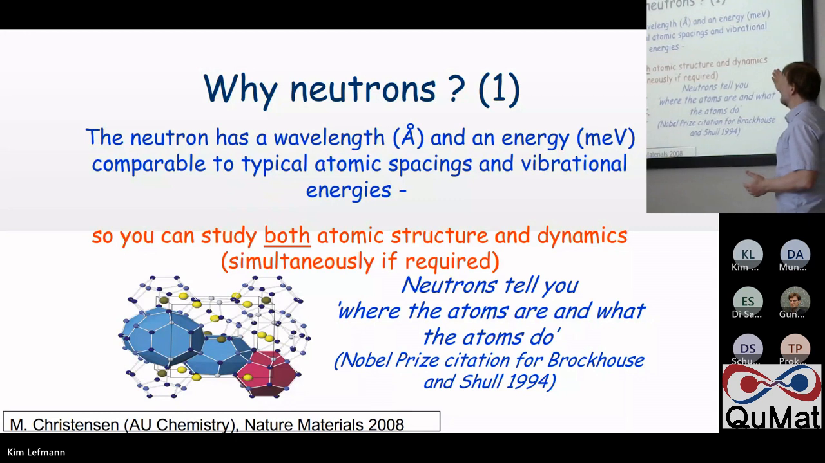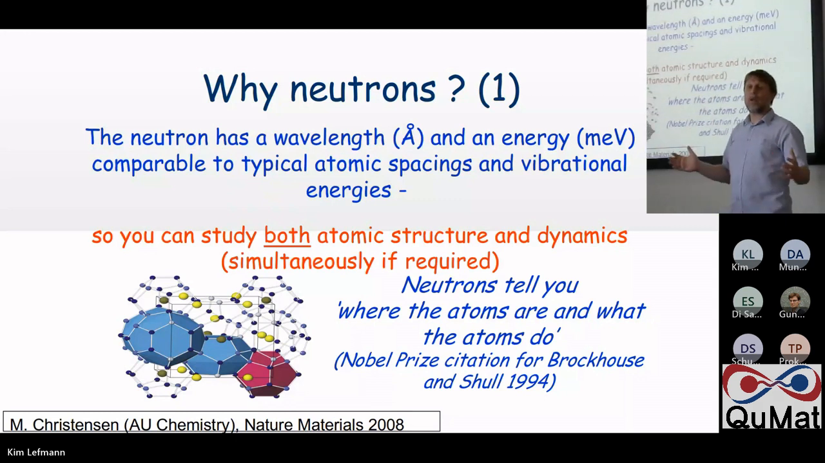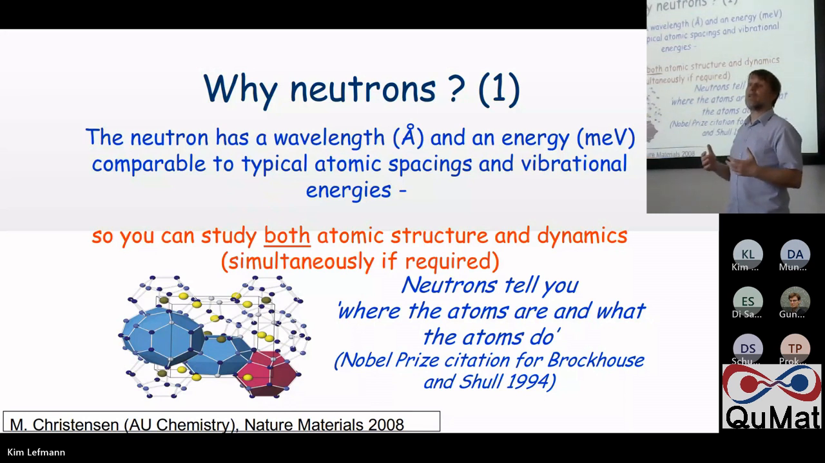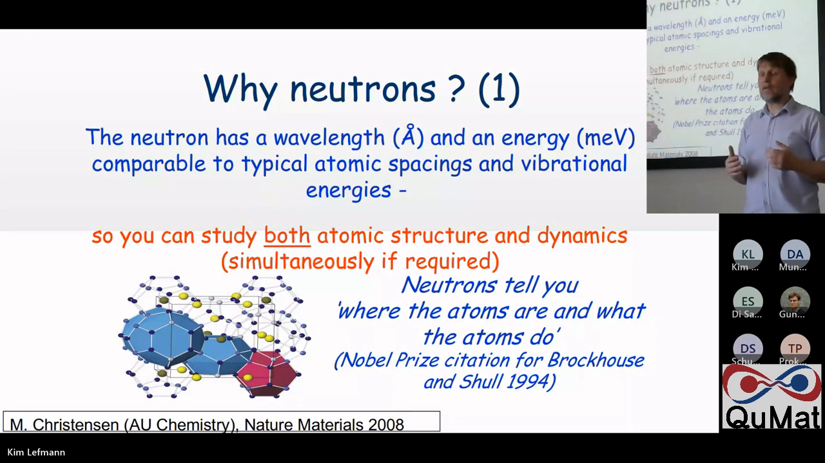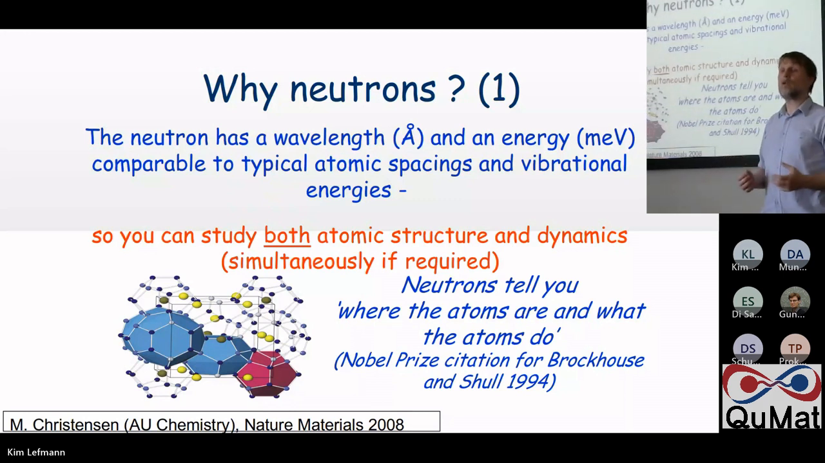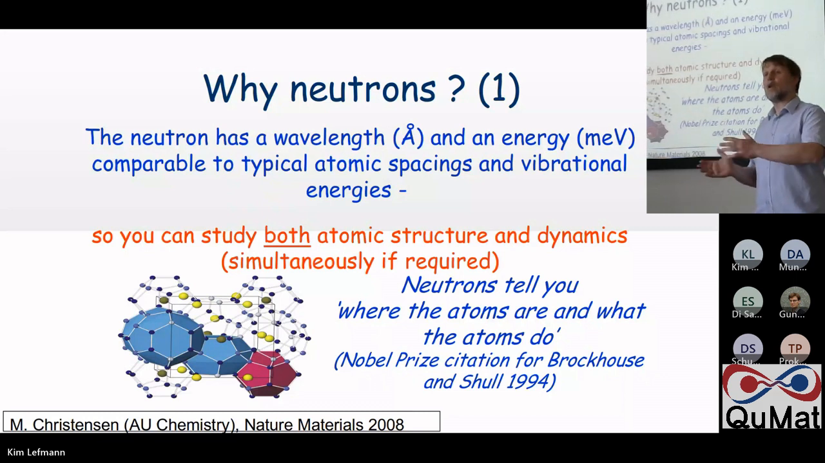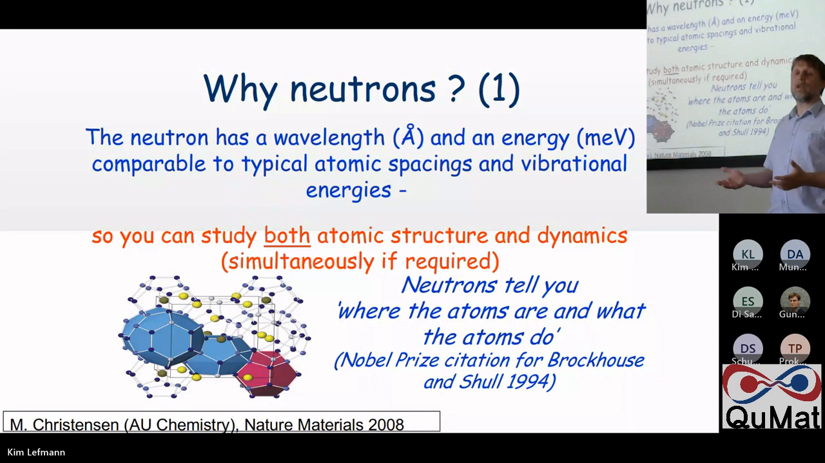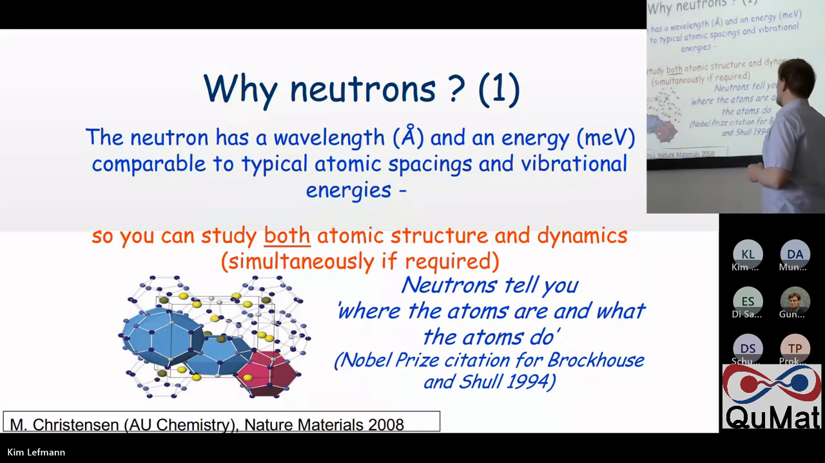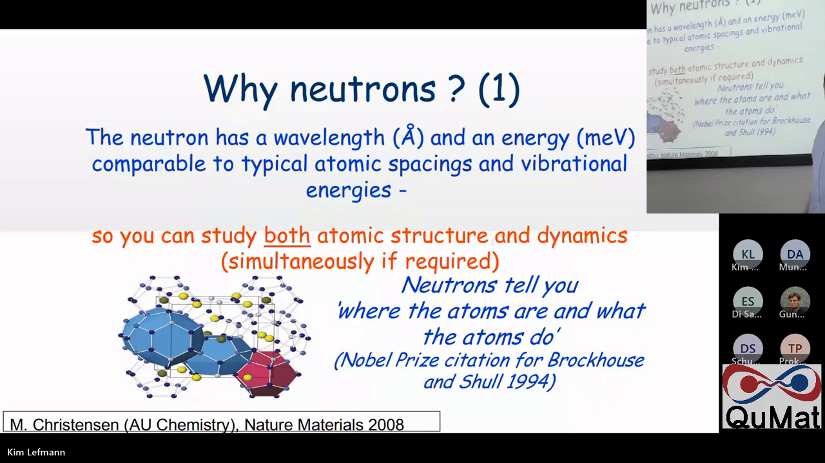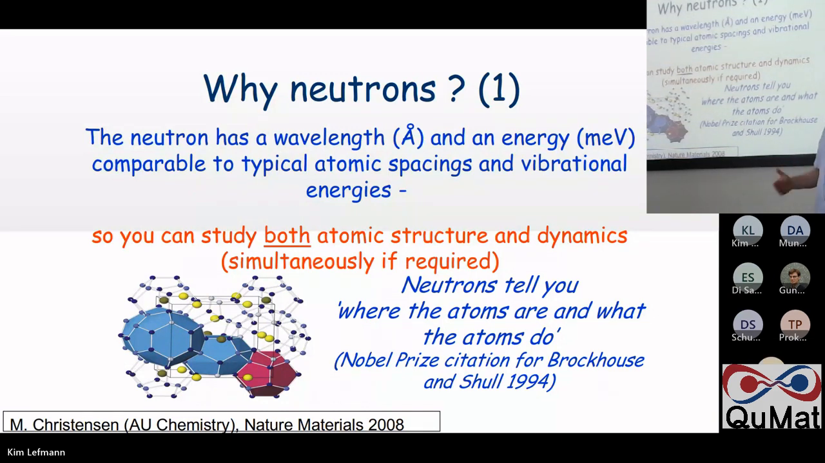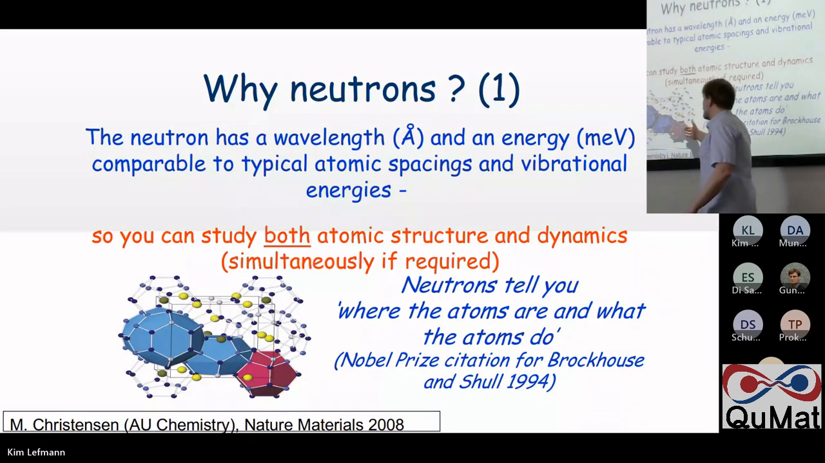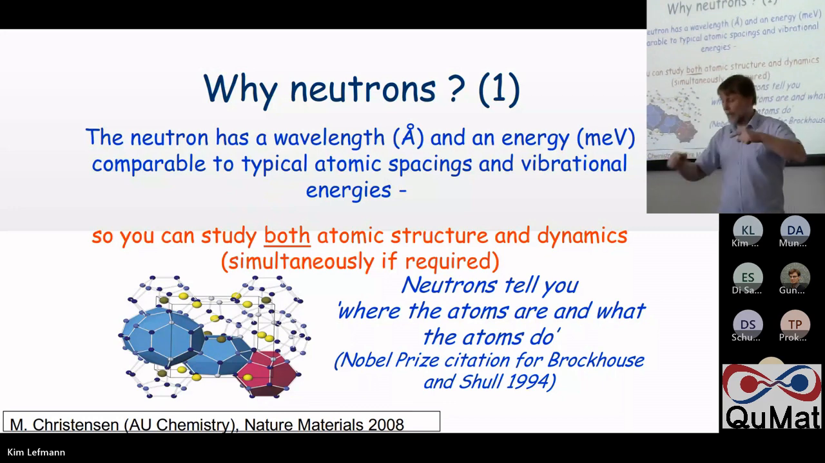One thing I already talked to you about is that the energies are much in the range of the typical excitation energies in solids, and therefore it's easy to get a relatively good resolution. X-rays can do spectroscopy also on millielectron volt scales, but with a resolution of typically 1 millielectron volt, whereas neutrons easily go to the microelectron volt range and sometimes below that. So, a little catchy: neutrons tell you where the atoms are and what the atoms do. That is what they said when they awarded the Nobel Prize to Shull and Brockhouse for the invention of neutron scattering techniques. This is just an example of a clathrate material that we studied where it was essential to know the lattice vibrations with high precision. And I'll come back to that example later.